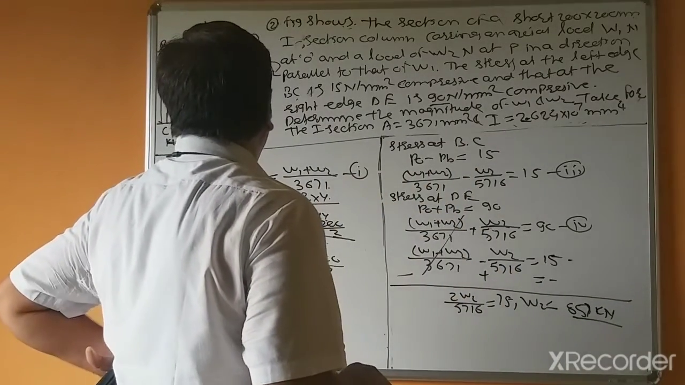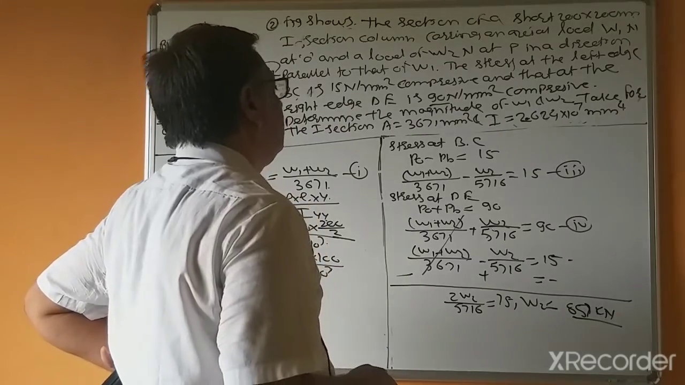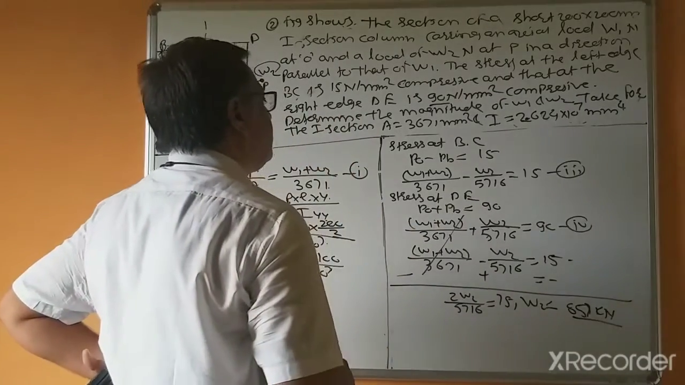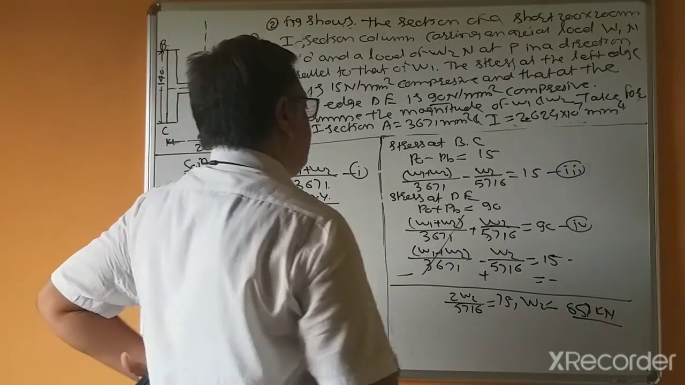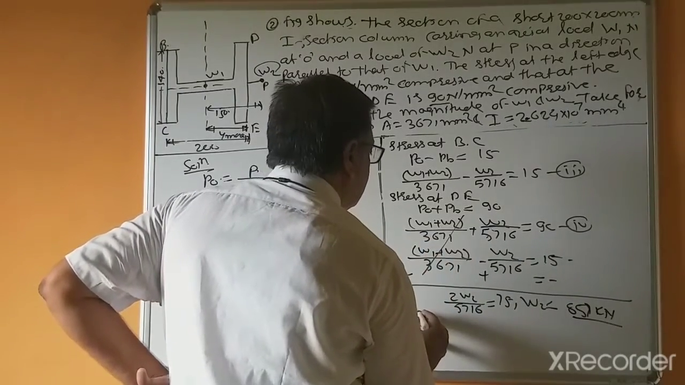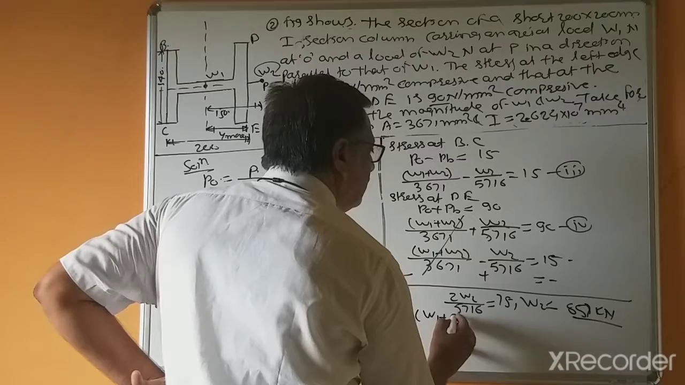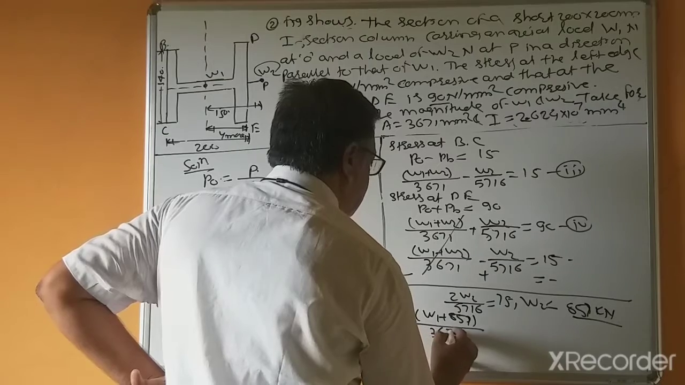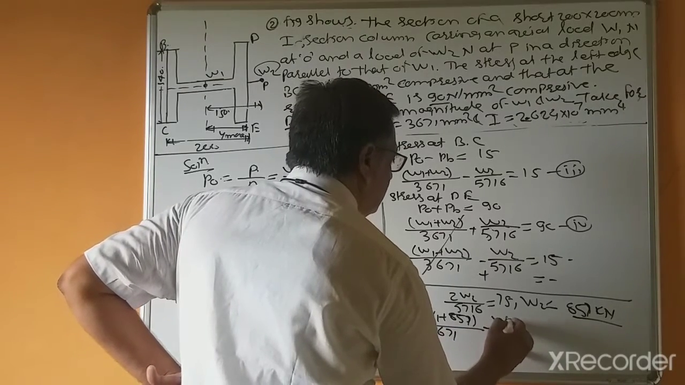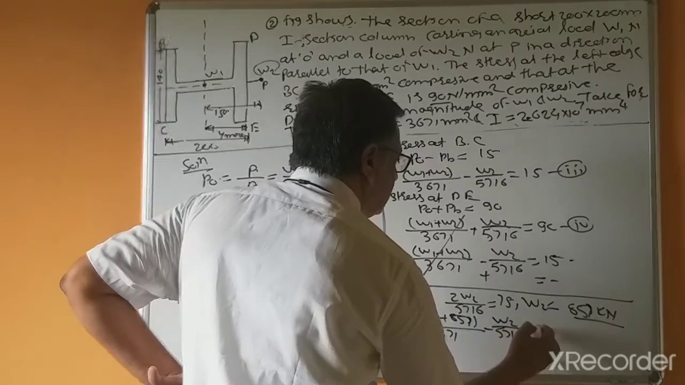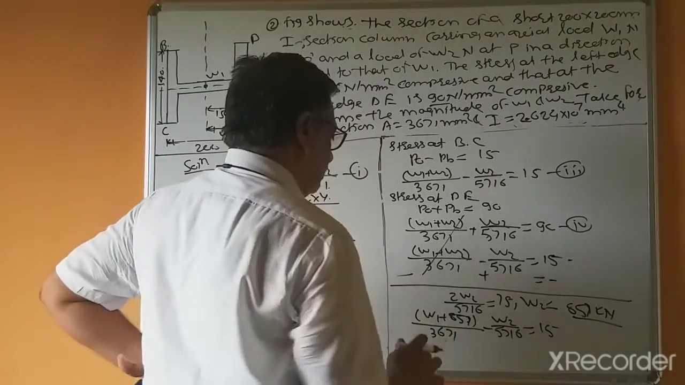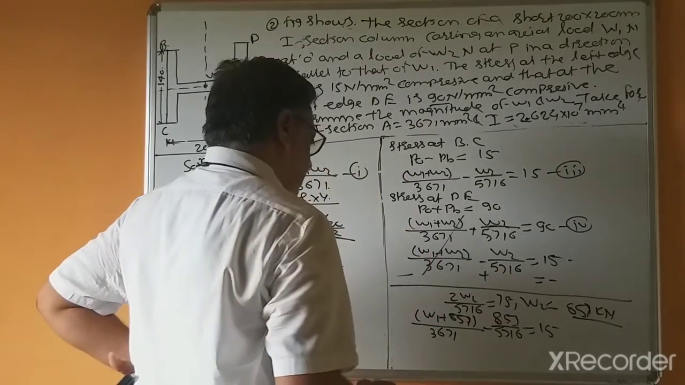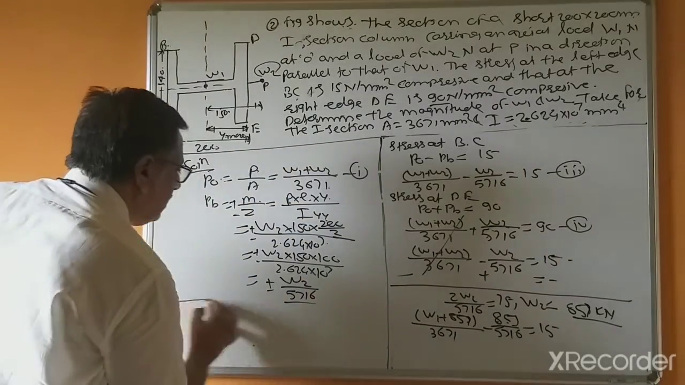Now, how can we calculate the remaining portion? By putting the value in any of the equations. Suppose this equation, W1 plus W2 over 3671 minus W2 over 5716 equal to 115. This is 857. So this equation is to be solved.